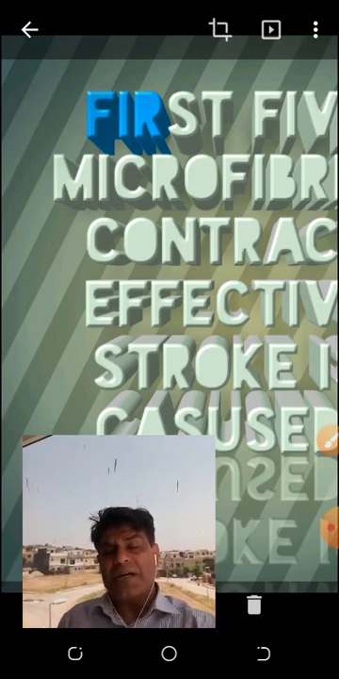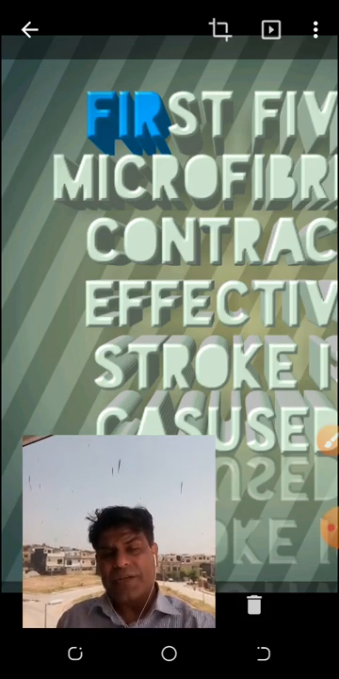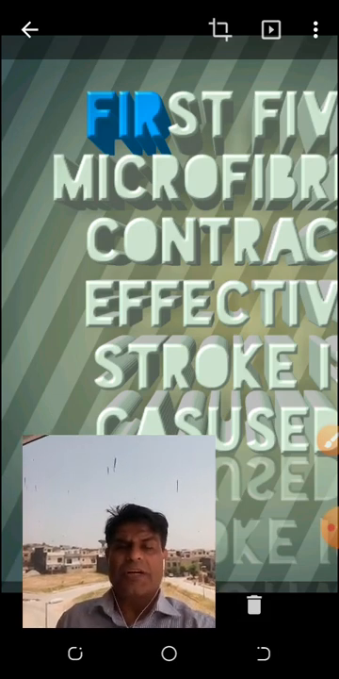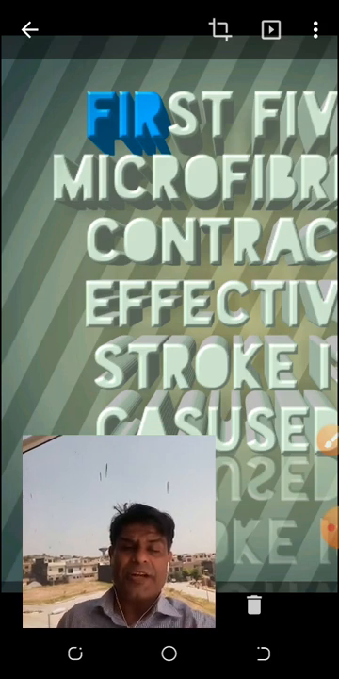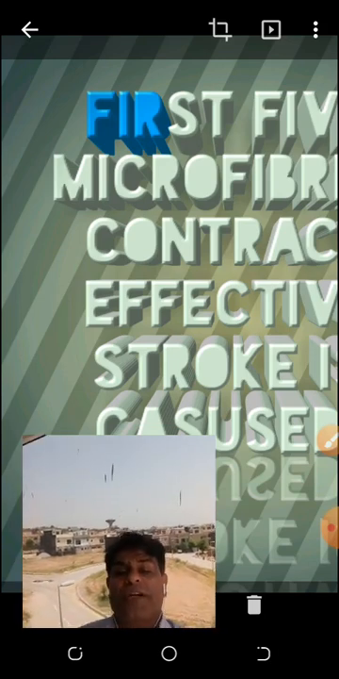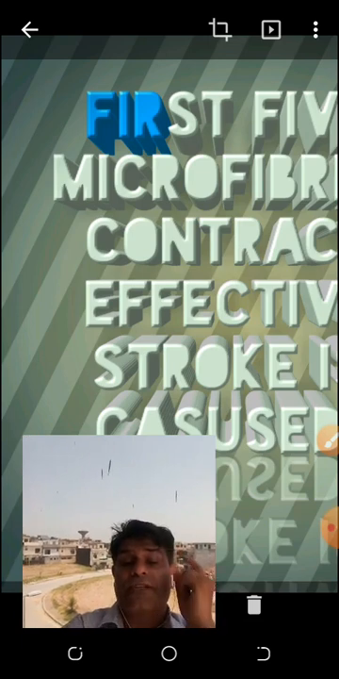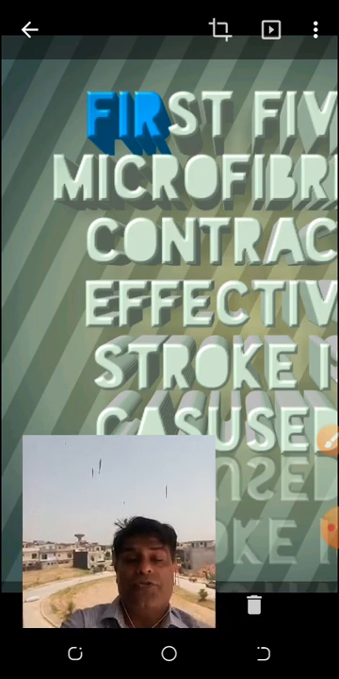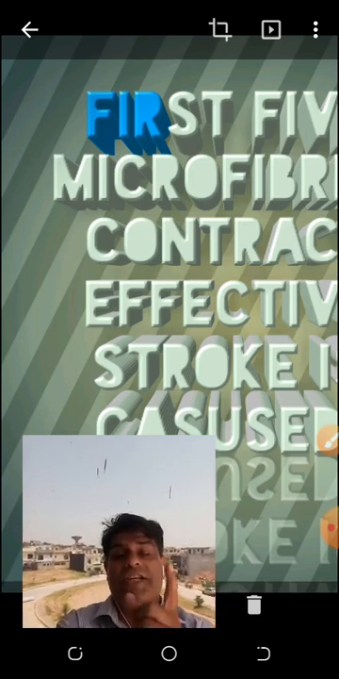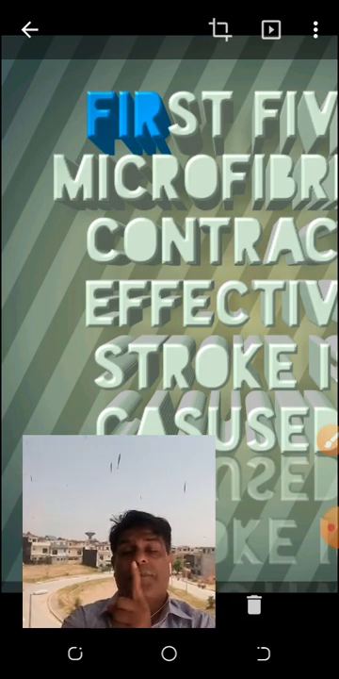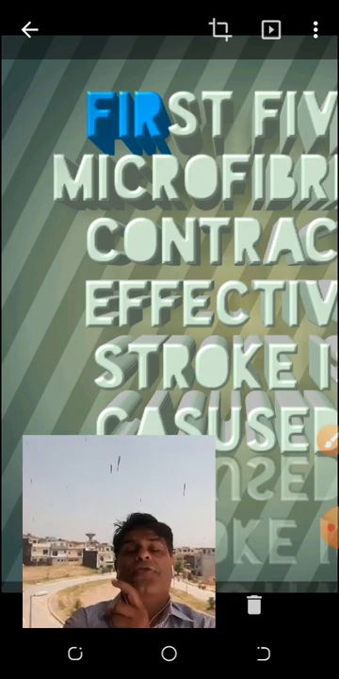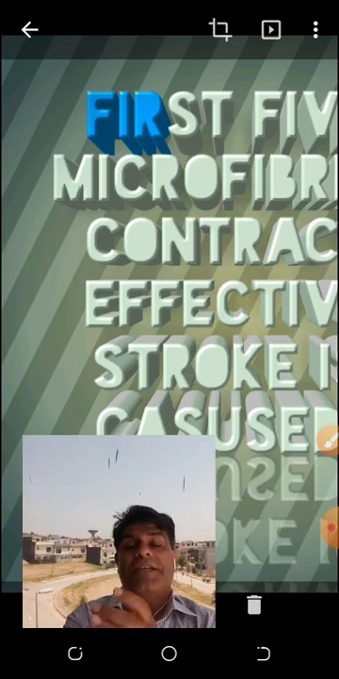Some will contract, causing the effective stroke; some will contract, causing the recovery stroke. I am introducing two terms. I will speak once again: effective stroke and recovery stroke. Effective stroke in the sense that, if my finger is one cilium and it contracts, that is the effective stroke. Effective stroke in the sense that work will be done.